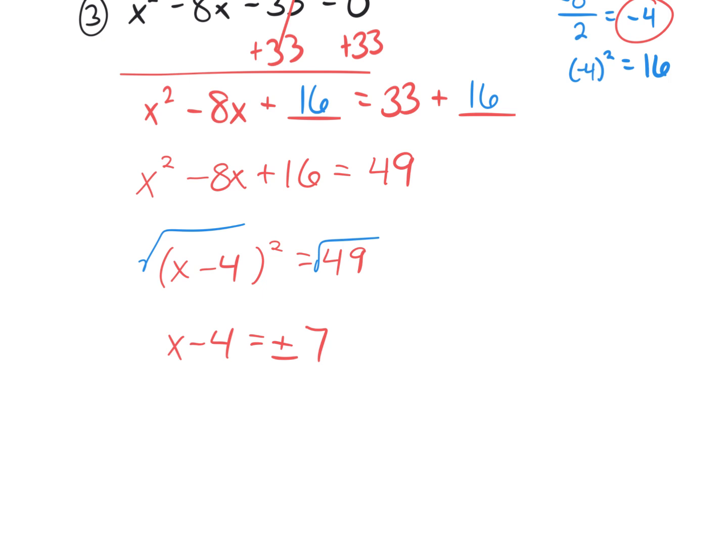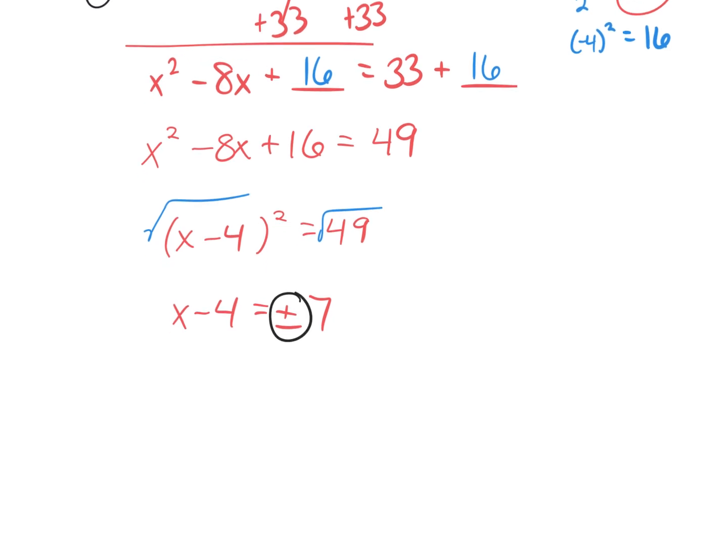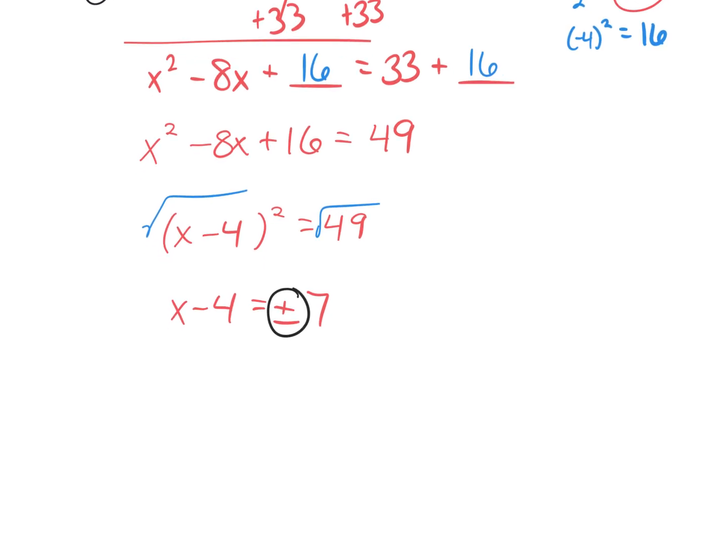What should you circle? Positive negative. Why do I circle that? So it tells you that you can separate them. Right. Now you split them. What's my first one? X minus 4 equals 7. What's the second one? X minus 4 equals negative 7.